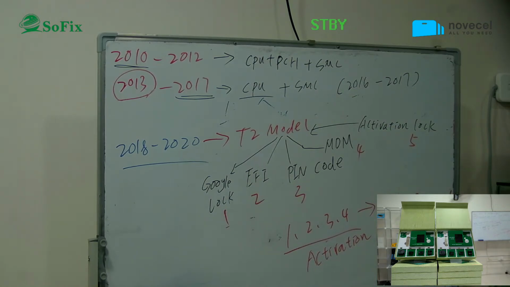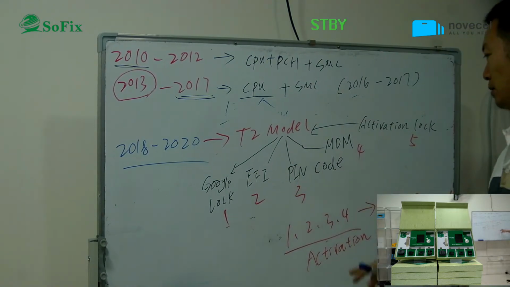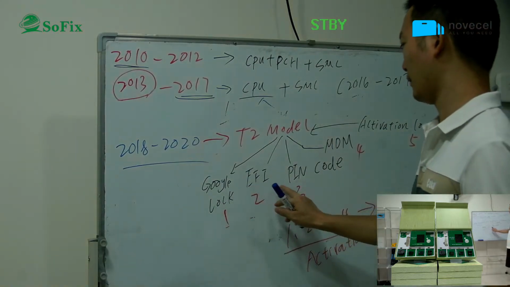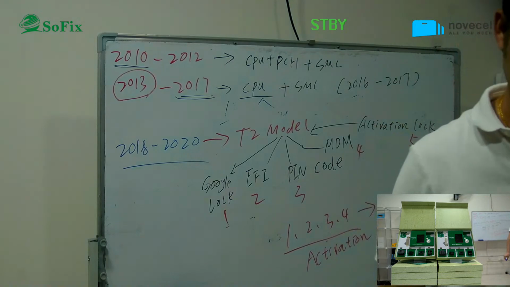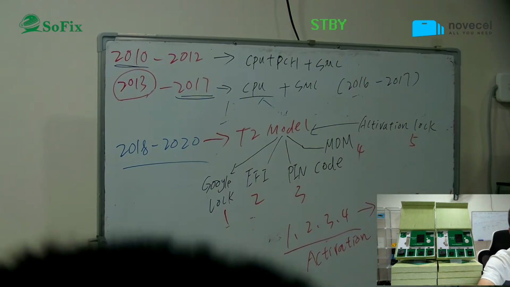So use the U-box 2, you can unlock the Google lock, EFI lock, pin lock, and MDM lock. For EFI and pin lock, you can see this video: use the U-box 2 to unlock the EFI and the pin lock.